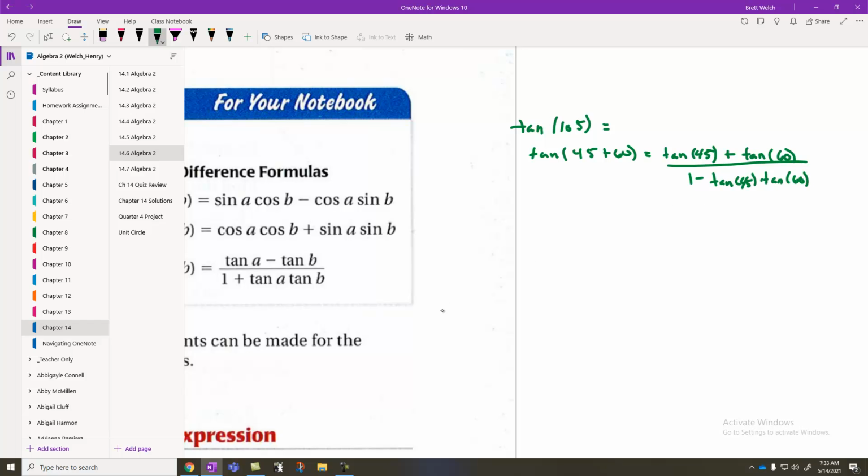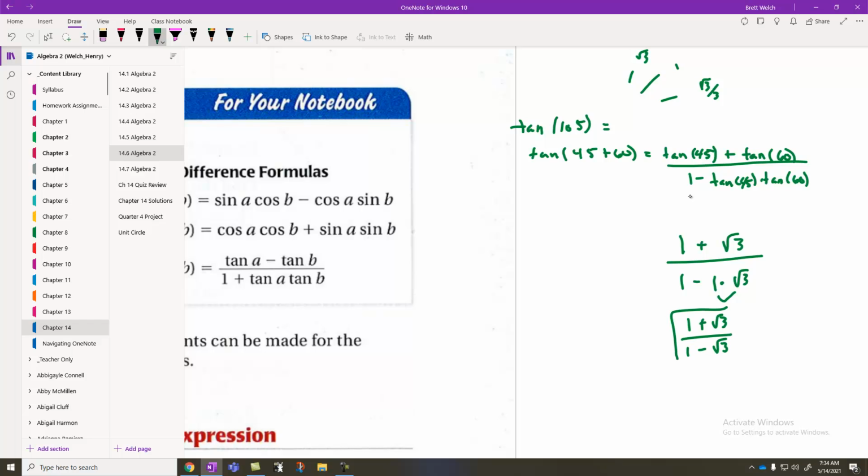Now, you have to remember when you think about your circle, hopefully you've written down your three tangents, which are root 3 over 3, 1, and root 3. If you think about 30, 45, and 60, those are your three tangents. So the tangent of 45 is 1, plus the tangent of 60 is root 3, over 1 minus the tangent of 45, which is 1, times the tangent of 60, which is root 3. I can multiply these and just get root 3. So I get 1 plus root 3 over 1 minus root 3.